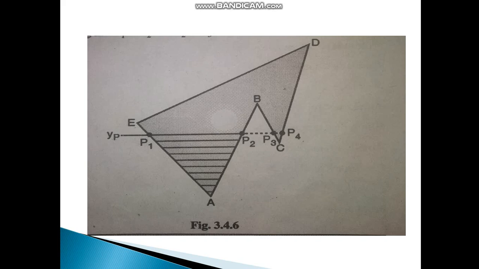So here, for each edge we have to first find out y max and y min.